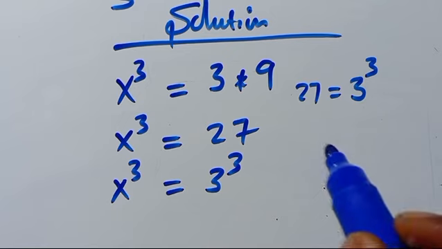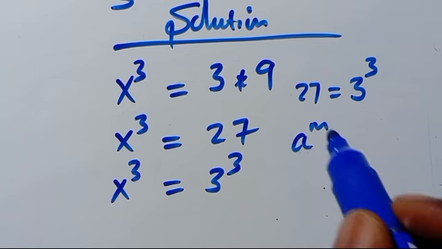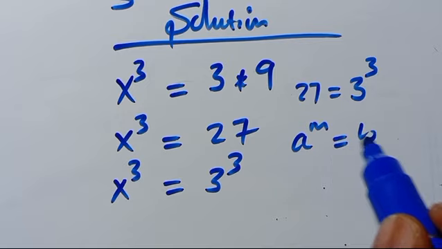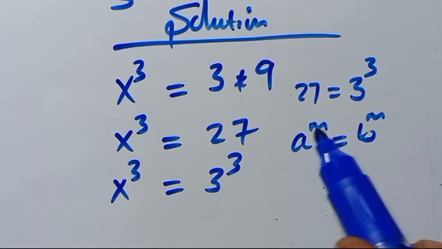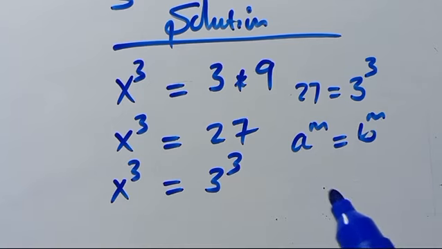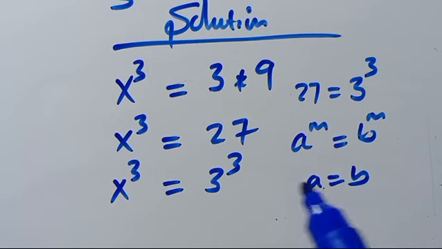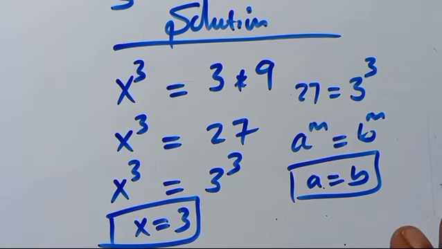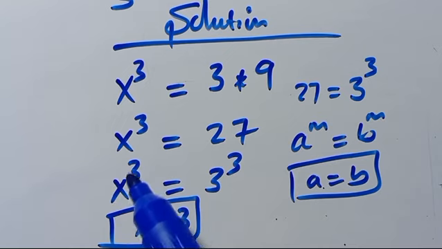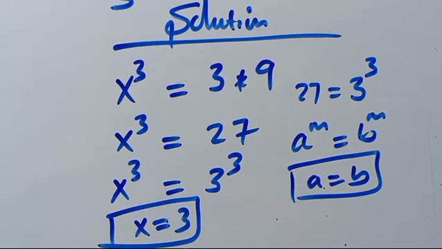Then at times, when you have a to the power of m equals b to the power of n, from the law of indices, so far the powers are the same, we can equate the bases. Some people will say a equals b. Likewise, we can declare that x equals 3. But x equals 3 is not the only solution to this problem, because we are expected to have 3 possible solutions because of the degree of x.